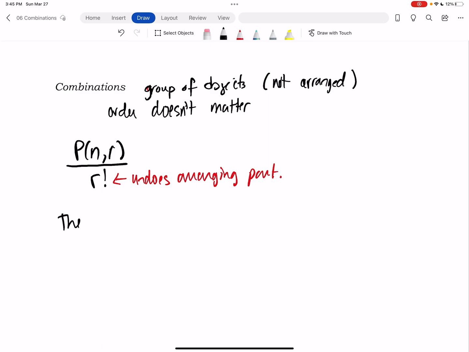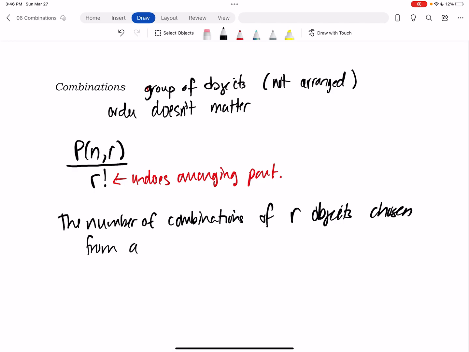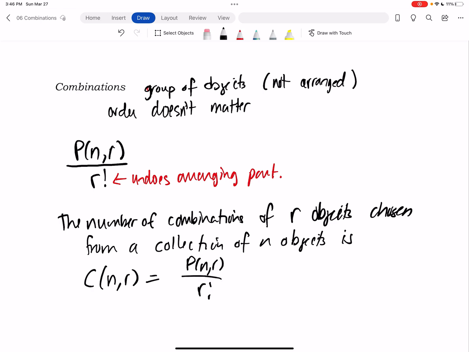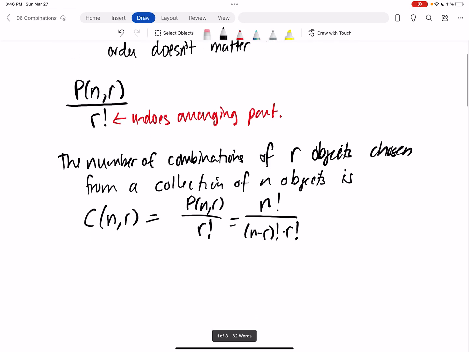So the number of combinations of r objects chosen from a collection of n total objects is C(n, r), which is just P(n, r) divided by r factorial. Or remember P was n factorial over n minus r factorial, and then put that r factorial in the denominator to get rid of the arrangements part.